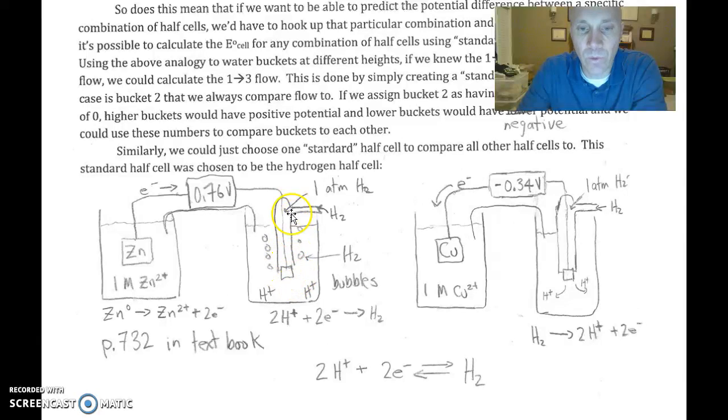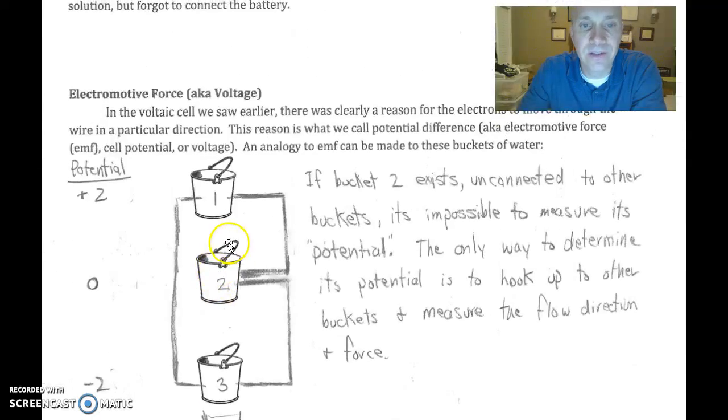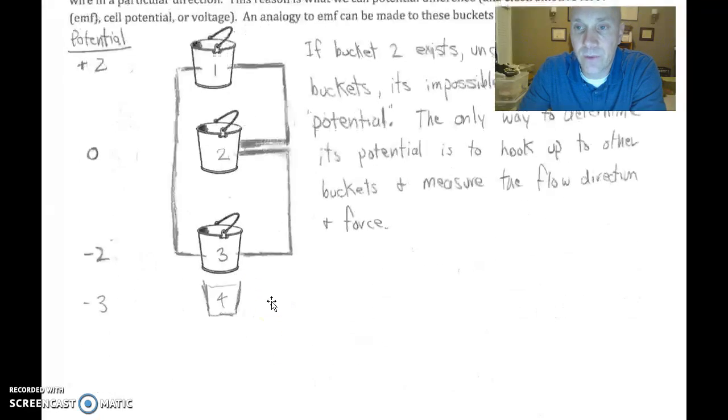So what we're going to do is take this half cell and hook it up to other half cells. All right, this is analogous to saying, okay, this is like our hydrogen half cell, and now we're just going to hook up these other buckets to it, and see the way things flow.